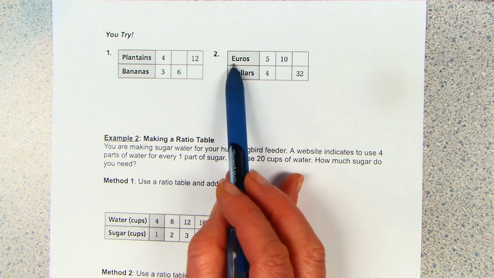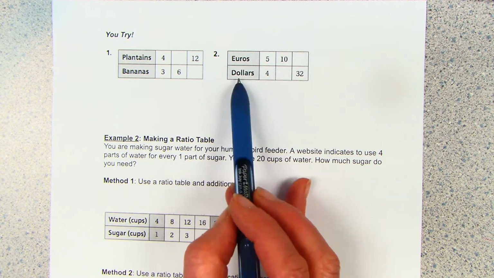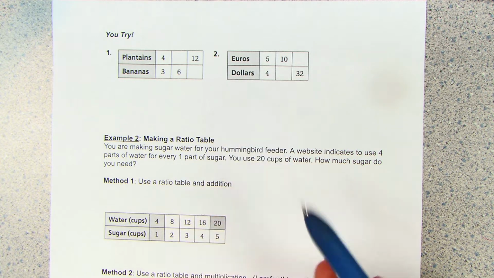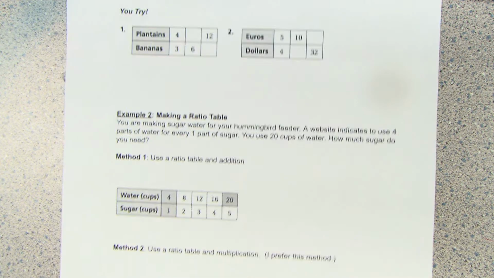And then we have euros and dollars. Euros are what they use in the European Union, and dollars are what we use in the U.S., and so we're comparing those ratios. All right.